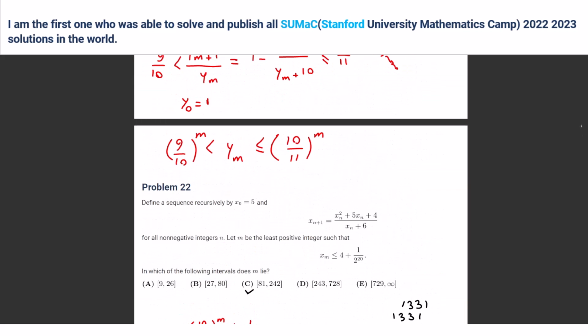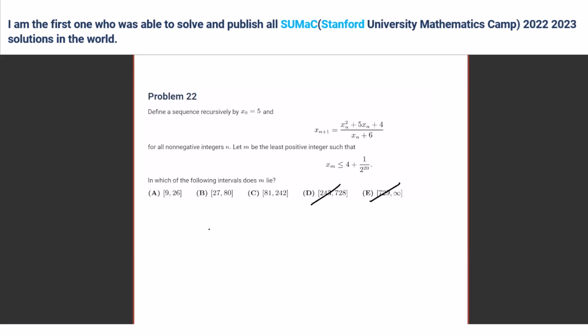Yes, so if we consider the lower bound, 9 over 10 to the m, we should prove what is less than what, or greater than what. M is greater than like 140. We should prove 9 over 10 to the power of 80 is not good. Not good means we know y_m is greater than this, right? So we should prove this one is greater than 1 over 2 to the 20. If we prove this, do you agree we can reject choices A and B? Okay, so try to prove this on your own.